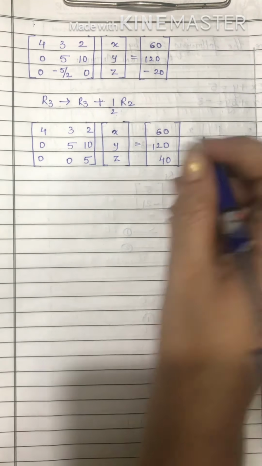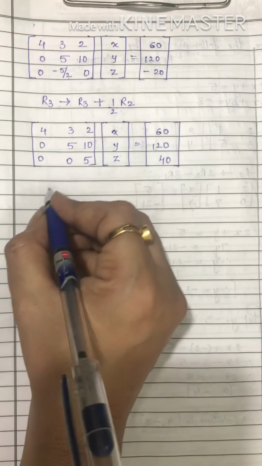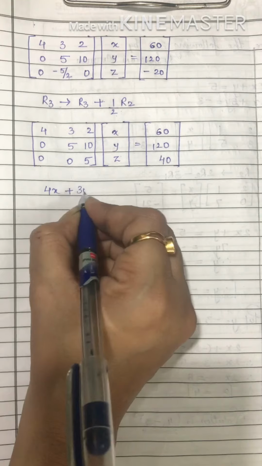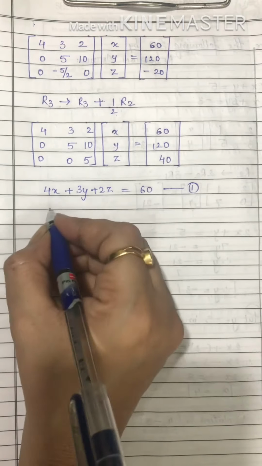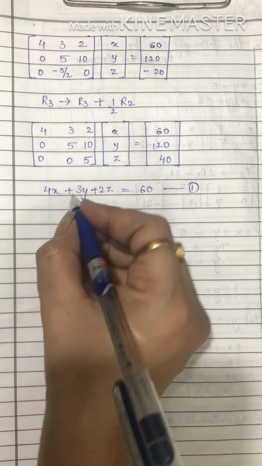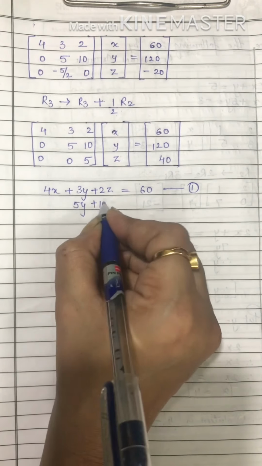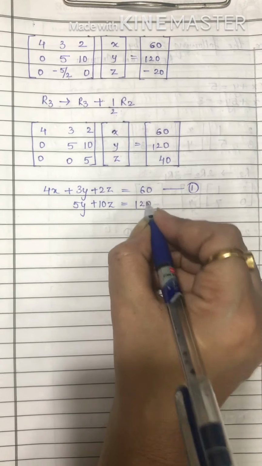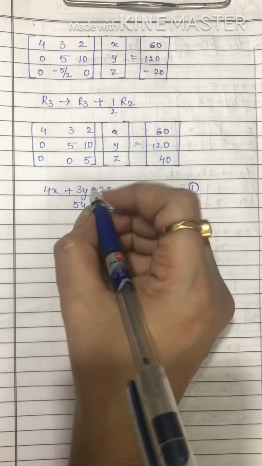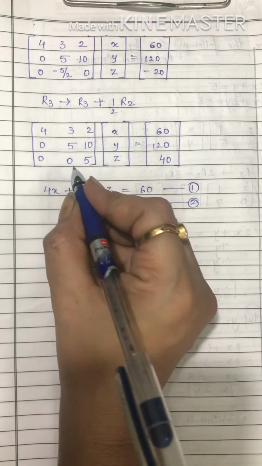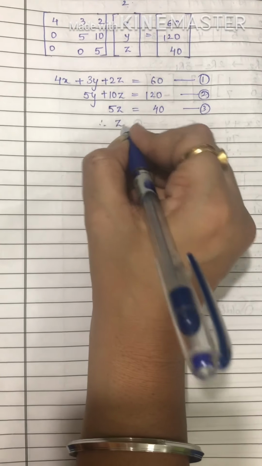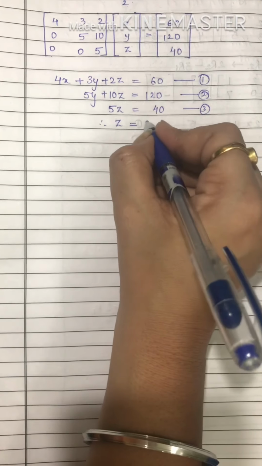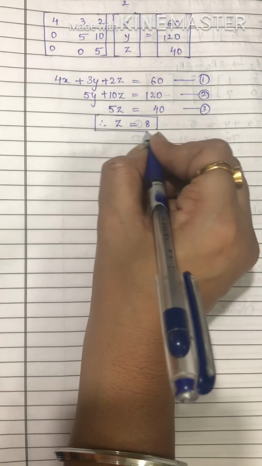Now we need to multiply this, and I will write it directly. So I get 4x plus 3y plus 2z is equal to 60. Then 0x, so I am not writing that, I get 5y plus 10z is equal to 120. This is equation 2. And then here 0x plus 0y plus 5z, so we get 5z is equal to 40. So z is equal to 40 upon 5, that is 8. We got the value of z.